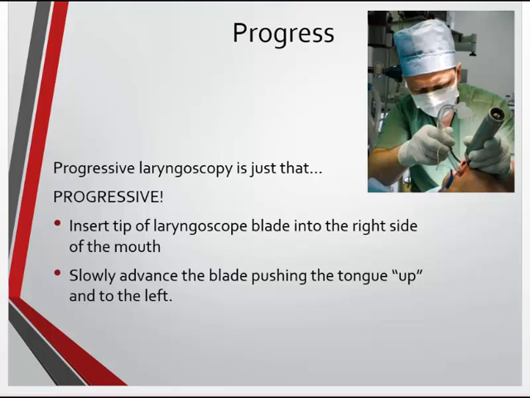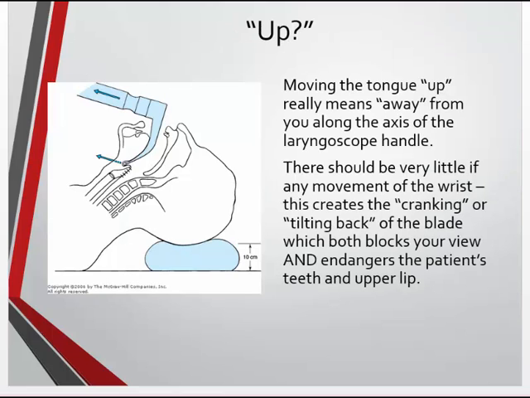Progress. They call it progressive laryngoscopy because it's just that. It's progressive. So you want to insert the tip of the laryngoscope blade into the right side of the mouth, and you want to do this slowly. The tip of the blade goes in, and you're slowly progressing, little by little, down into the deeper parts of the throat. While you're doing that, you're pushing the tongue up and over to the left, out of your way, so you can visualize the chords. A lot of people do this cranking thing, and we don't want this cranking fulcrum type situation.